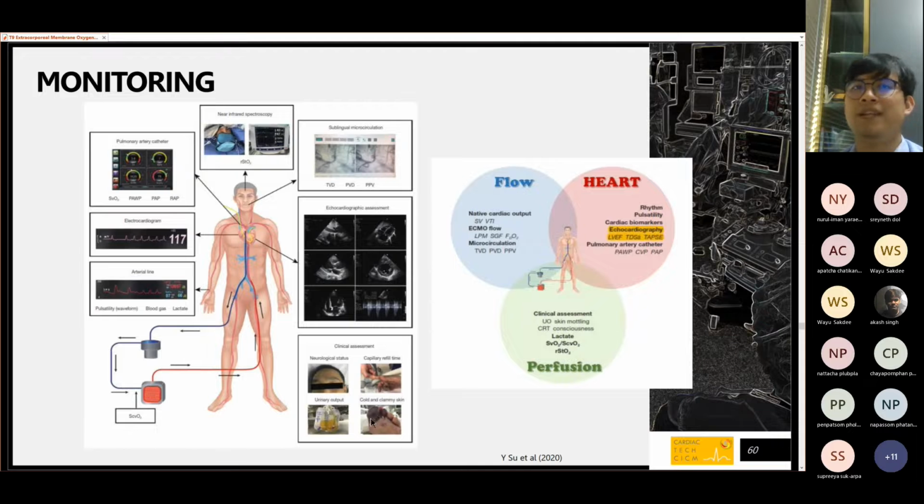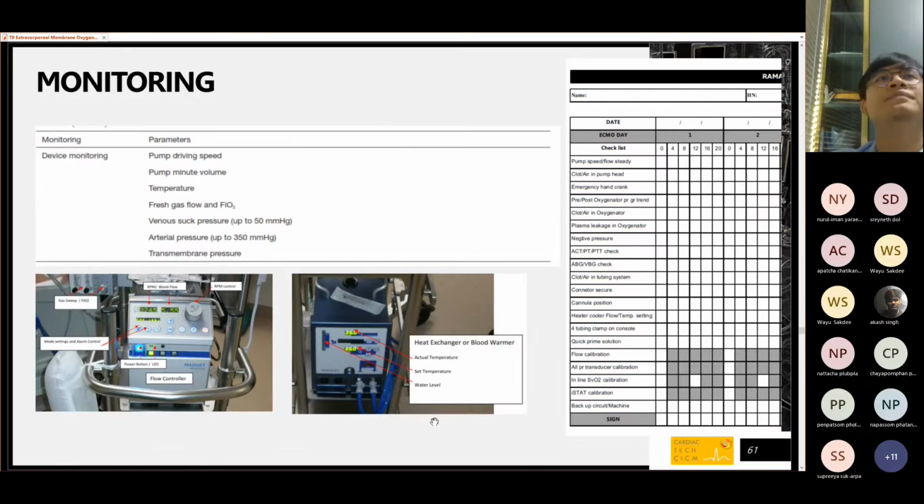So you can see the color change in here. That may be related to the beginning of the gangrene process starting. So you need to notify your physicians. Okay. So again, for the machine monitoring, you need to observe the pump flow. You need to observe the RPM, and also maintain the temperature. Also observe the sweep gas.